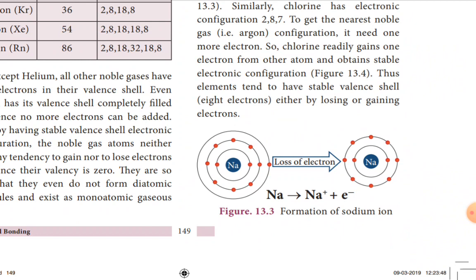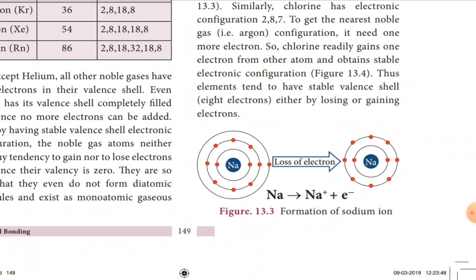That electron is going to be lost. So after losing that 1 electron, the sodium atom becomes a sodium ion, a positively charged ion, Na plus. Na plus means a positively charged sodium ion, which is also called a cation. Cation means a positively charged ion. How are cations possible? By losing one or more electrons.